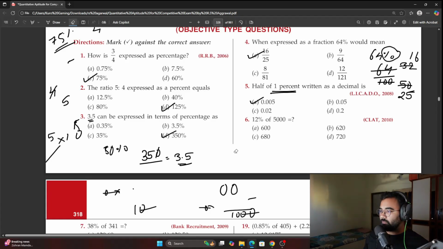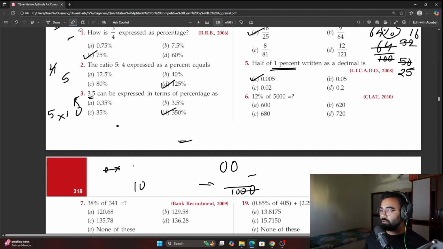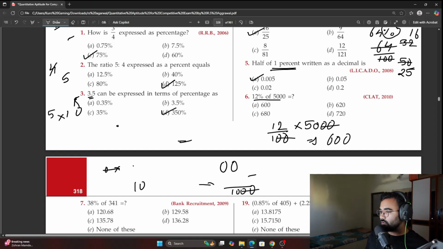All right, guys. The next one, the sixth one, is I think an easy one. That is 12% of 5,000. Now sums like this are the most basic ones. So whenever you get such questions, in the place of 'of', all you need to do is add a multiplication sign. So 12%, 12 upon 100, of, that is multiplication, and then 5,000. So you cut these zeros, 12 5s are 60 and 0. So the answer is 600.